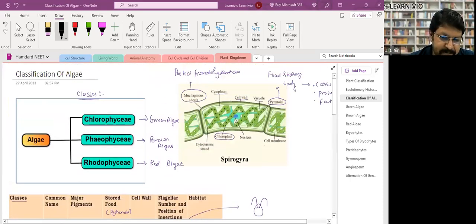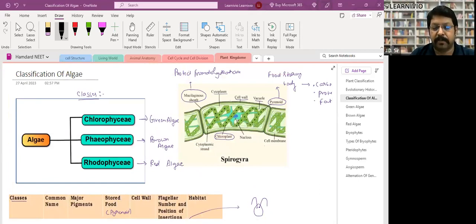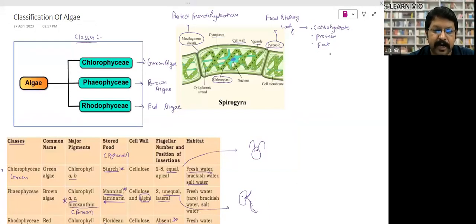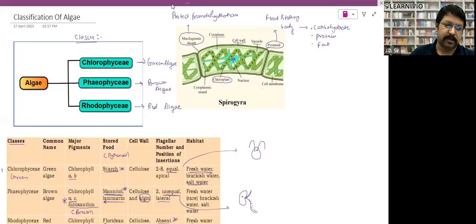Now come to the classification of algae. This is also a type of algae, a representative of algae. The name of this algae is Spirogyra. Spirogyra is also known as water silk. It is a thread-like structure. The outermost layer is made up of a mucilaginous sheath, a protective covering. It protects them from being eaten and from dehydration.